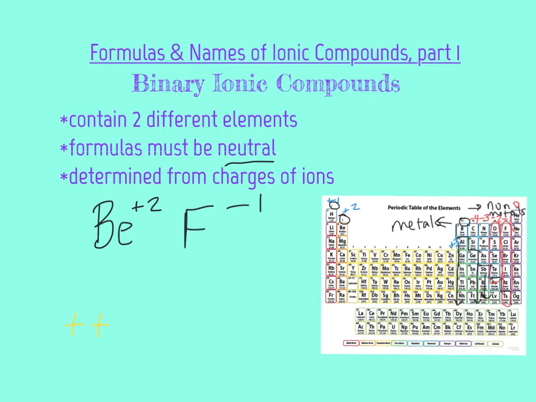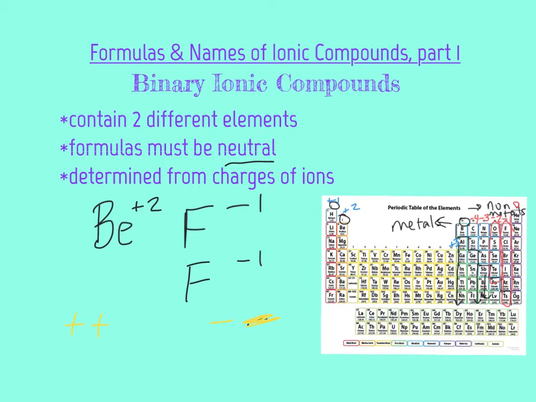2 positives, and I only have 1 negative. So I need another negative. So what I'm going to add is another fluorine ion here. Okay, the whole fluorine ion. So now I have another negative charge. Oops, sorry, I was trying to use yellow there. Okay, I have another negative charge. So I have 2 negative charges and 2 positive charges. Are those equal? Yes. So now it would be neutral.